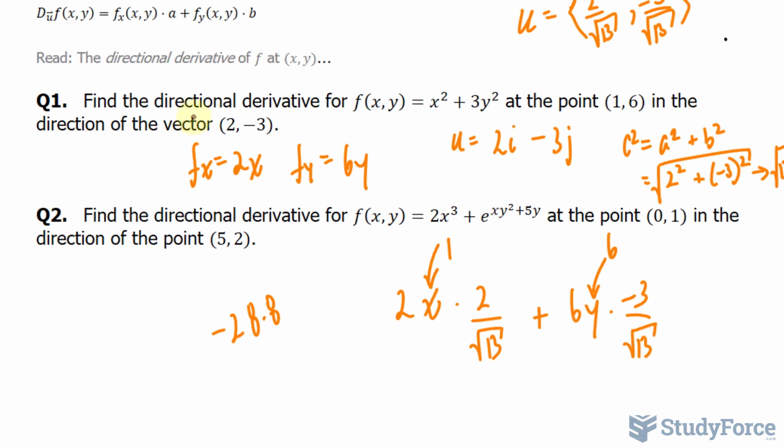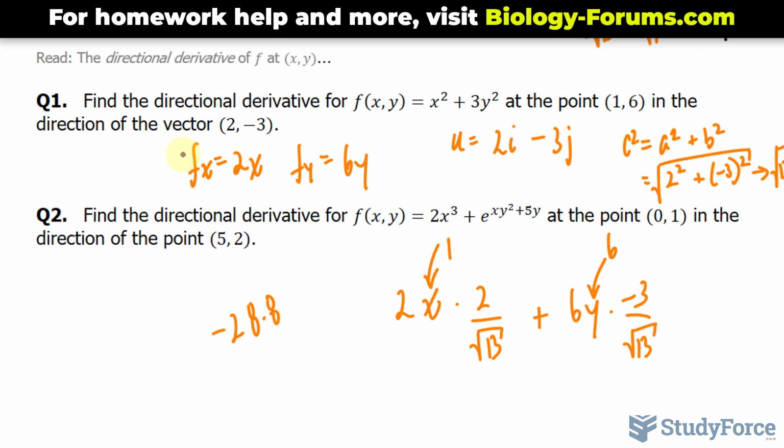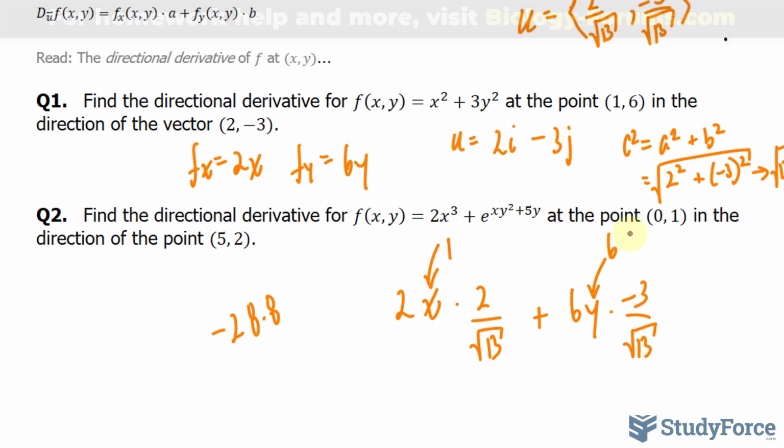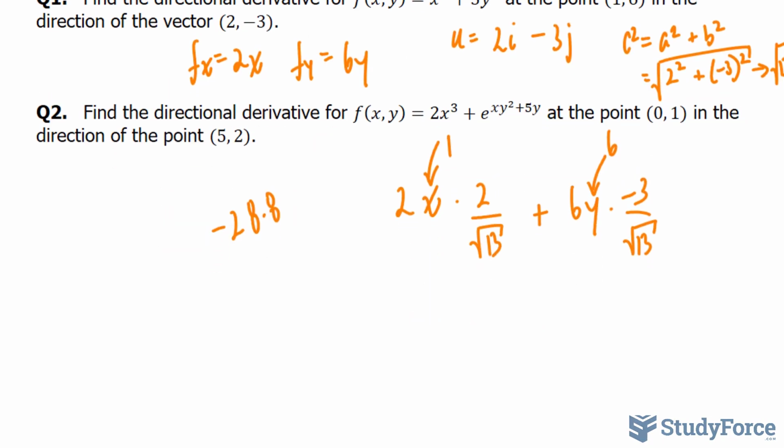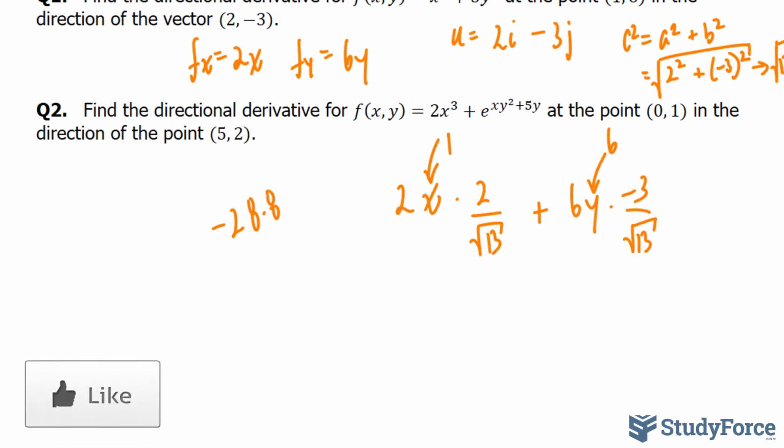In the previous, they tell us what the vector is, whereas in this question, they don't tell us what the vector is. They tell us that they want the directional derivative from this point to that point. So what we have to do is find the dimensions of this vector, in other words, its horizontal and vertical magnitudes.